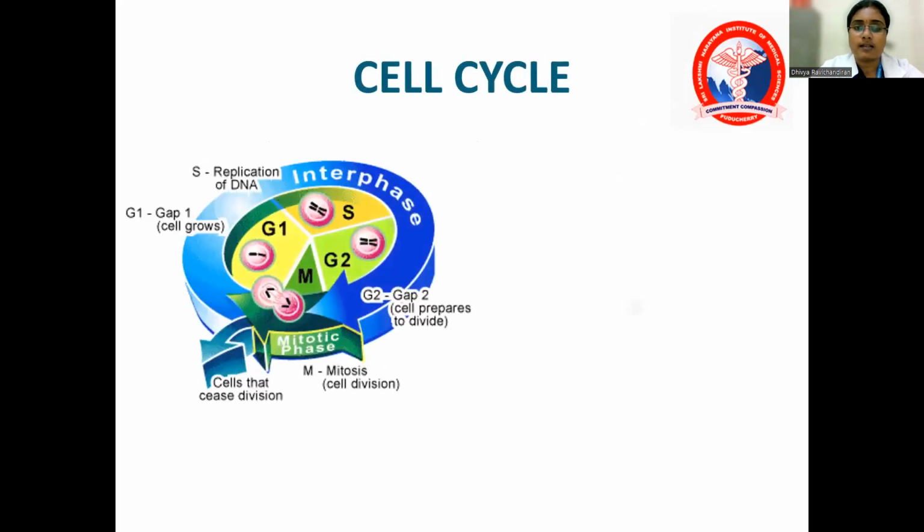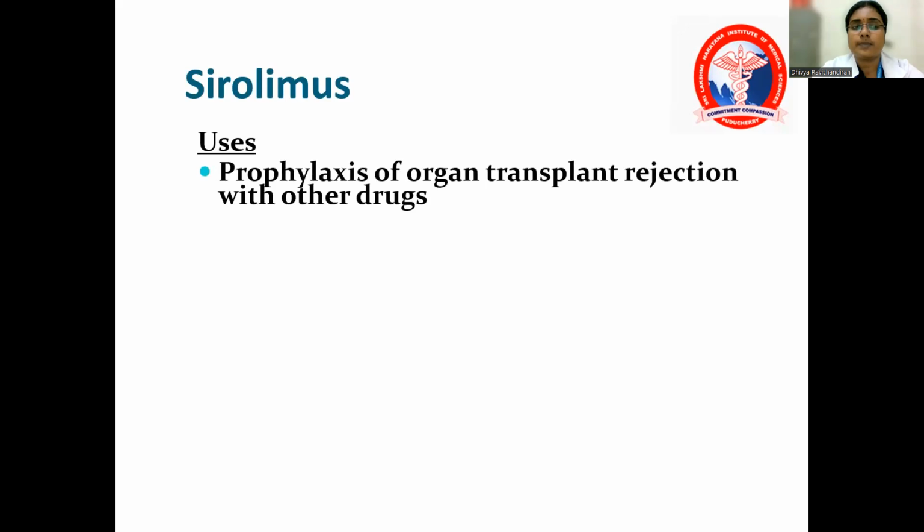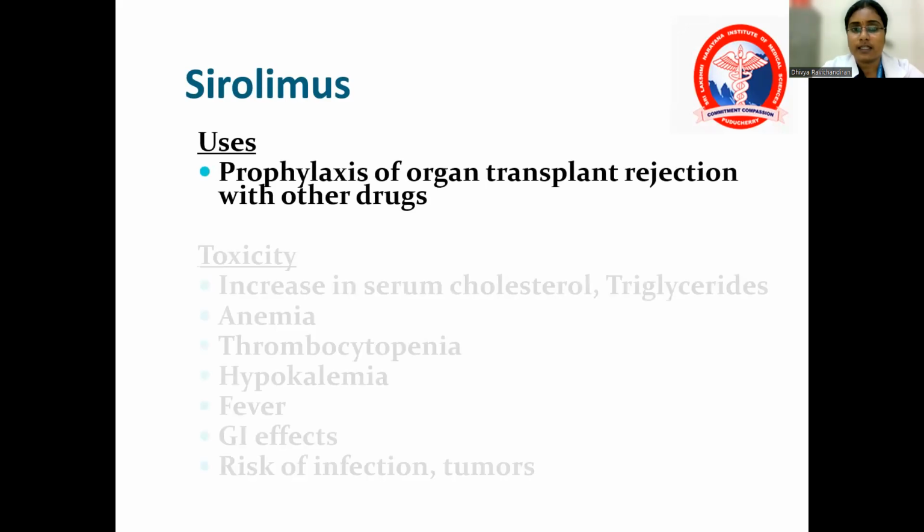So this is a cell cycle. As we all know, the cell cycle starts from the G0 phase and ends with the M phase. So this is the image of a cell cycle. Sirolimus is mainly used for the prophylaxis of organ transplant rejection along with other drugs.